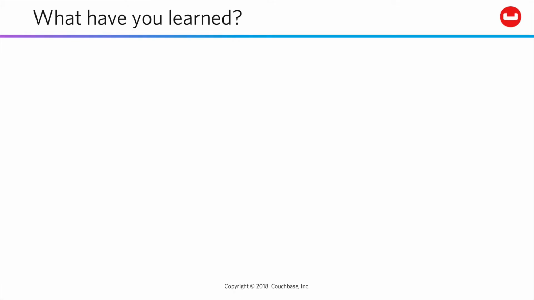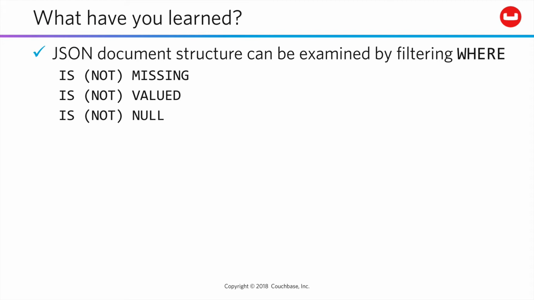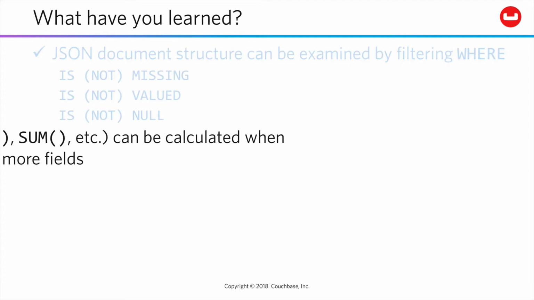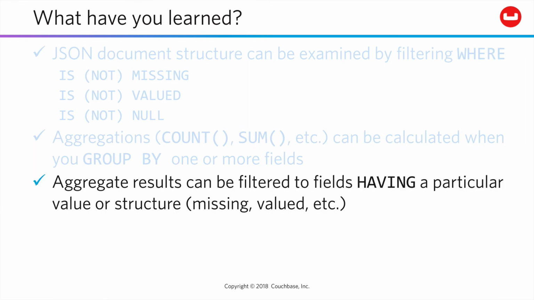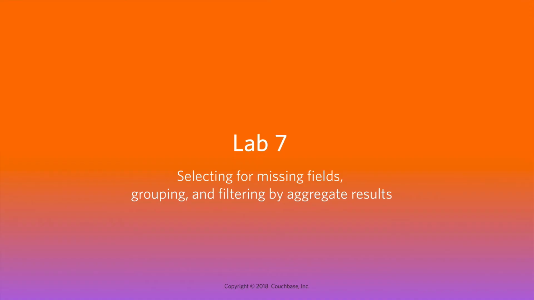So what have you learned? Well, JSON document structure can be analyzed for whether a field is missing, present but with no value assigned, or present with an explicitly null value assigned. You can also group aggregated results by one or more selected fields, and you can filter aggregate results to those having a particular aggregate value or characteristic. In this lab, we'll walk you through some hands-on work with these techniques and hope you'll find it all interesting enough to solidify your learning with some experiments of your own.